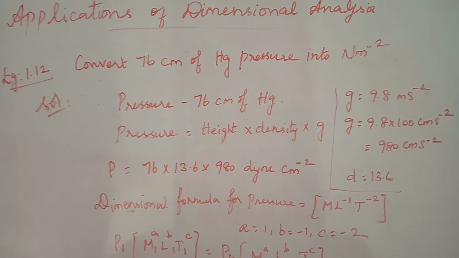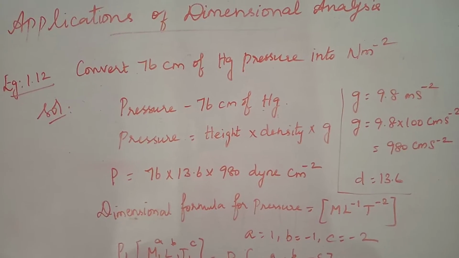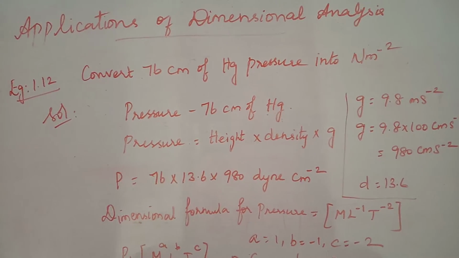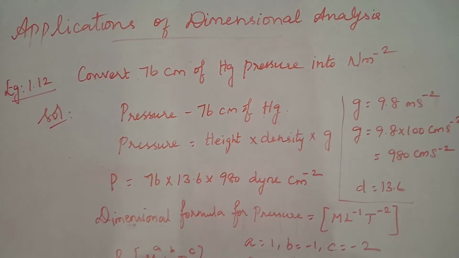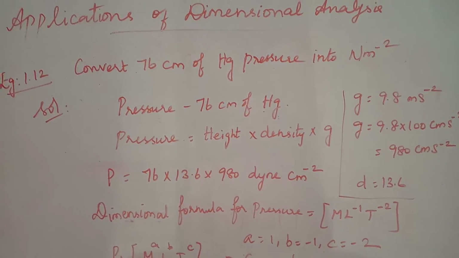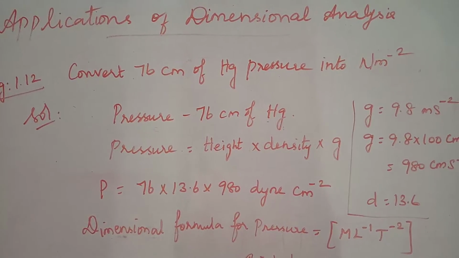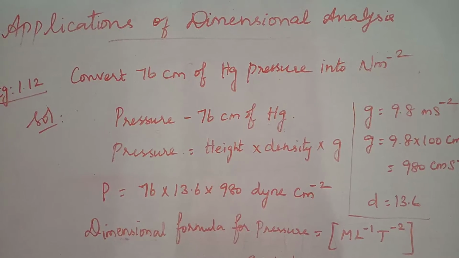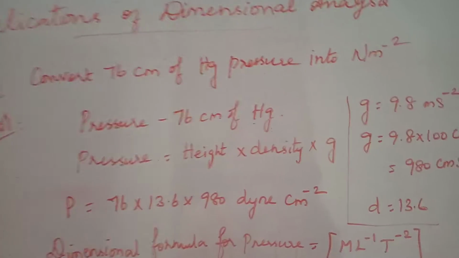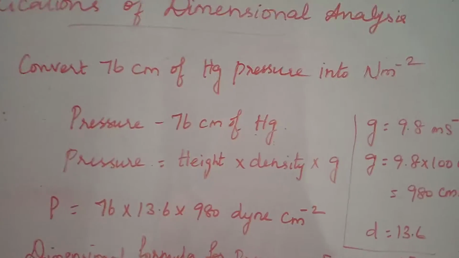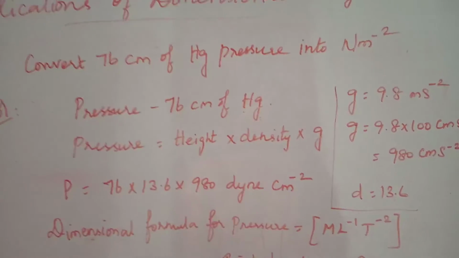So we have been discussing the applications of dimensional analysis in our previous video. The first application is to convert a physical quantity from one system of units into another system. Let us understand this from example 1.12. The question is to convert 76 centimeter of mercury pressure into Newton per meter square. The first system is in centimeter, which is the CGS system, and you have to convert into Newton per meter square, which is the SI unit or MKS system.